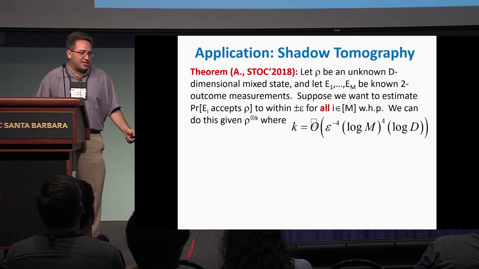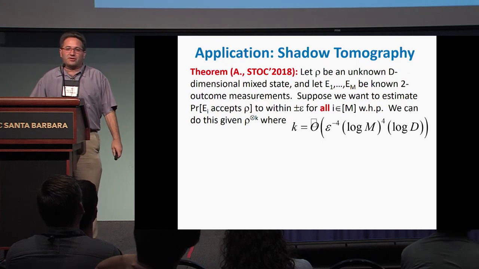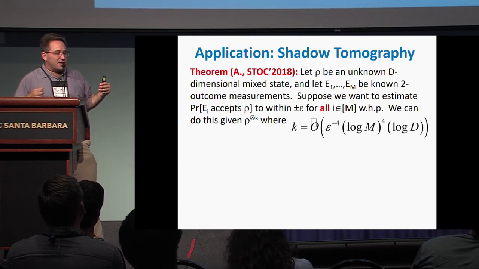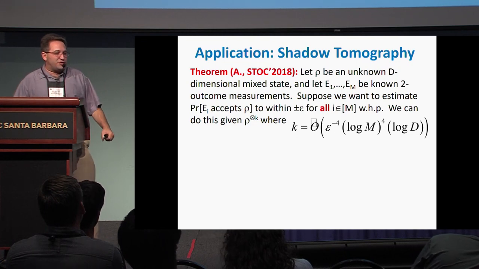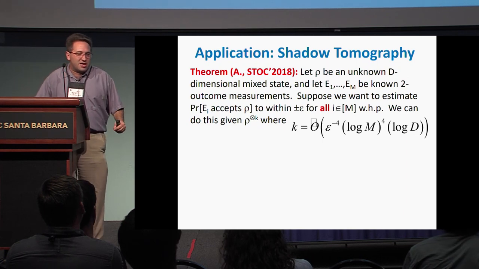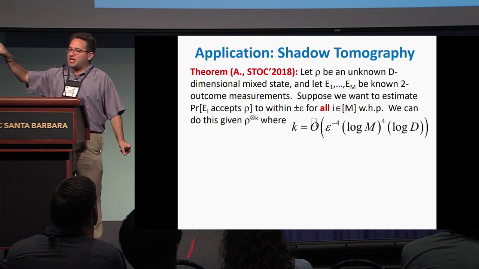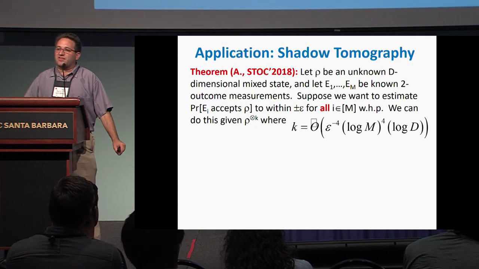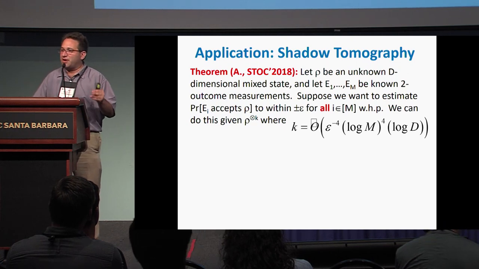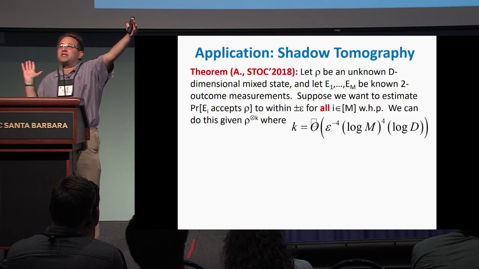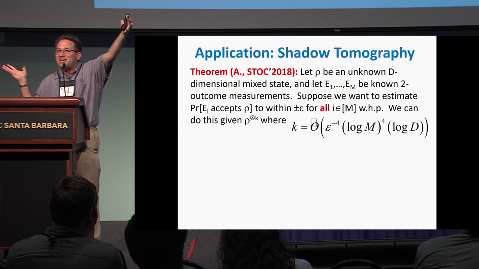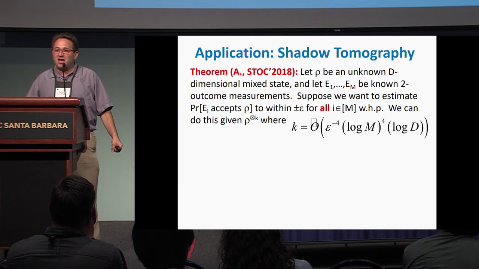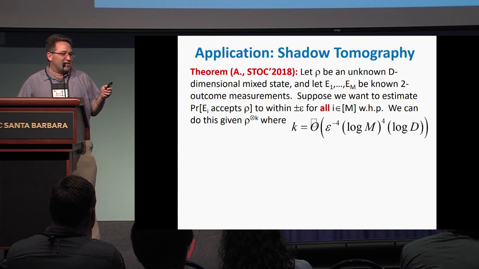And this actually has had an application. In a paper in the past, I proved something that I called the shadow tomography theorem. Basically, it gives a new measurement procedure for quantum states, where if I have some unknown quantum state in d dimensions, and I have a list of known two-outcome measurements, E1 up to EM, then I can learn the approximate probability that each of these measurements accepts my state rho, using a number of copies of rho that grows only polylogarithmically with both M and D. So even if I had a state of exponentially large dimension, like n qubits, 2 to the n dimensions, and I wanted to know its behavior on exponentially many different circuits, like all circuits with at most n squared gates, I can do that using only polynomially many copies of the state. So that was kind of cool.